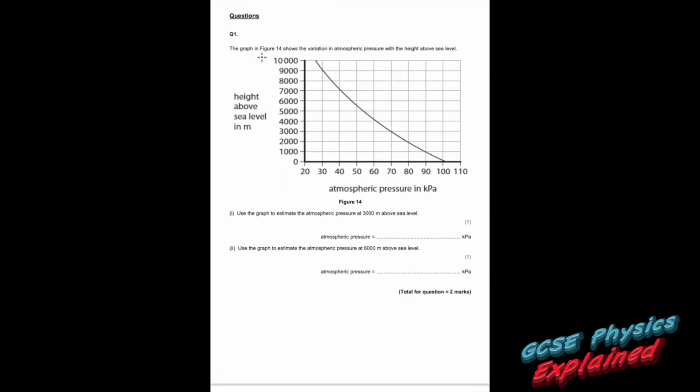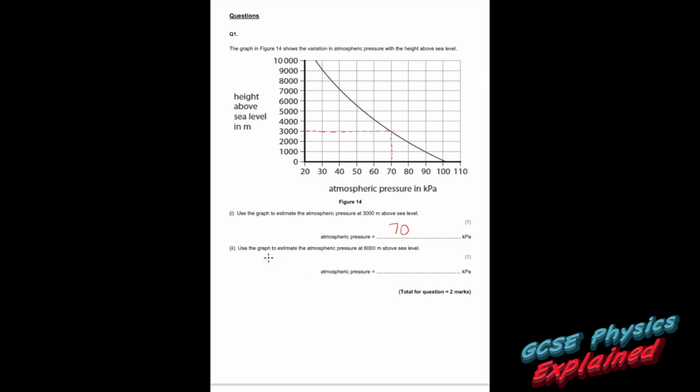Question 1. The graph in figure 14 shows the variation in atmospheric pressure with the height above sea level. So there's height above sea level, atmospheric pressure. Use the graph to estimate the atmospheric pressure at 3,000 metres above sea level. So this is just a data handling question. Here's the data. Can you handle it? So I always just draw little lines coming along from the 3,000 in this case down onto the x-axis, and there's your answer, 70.